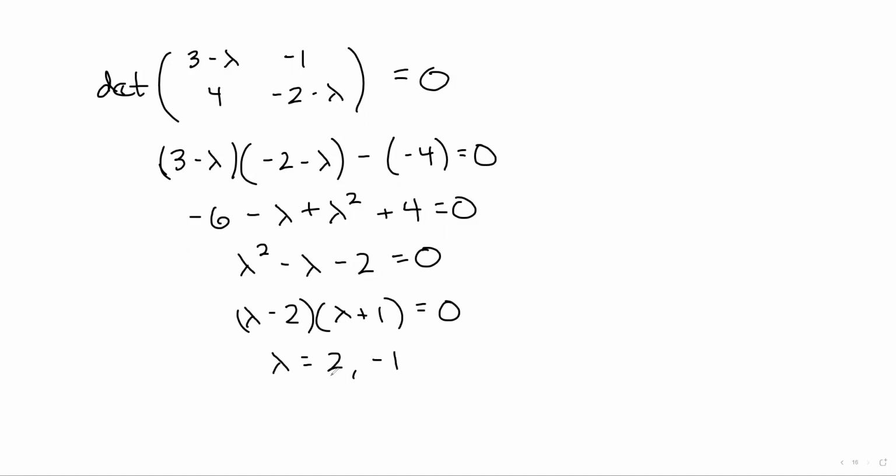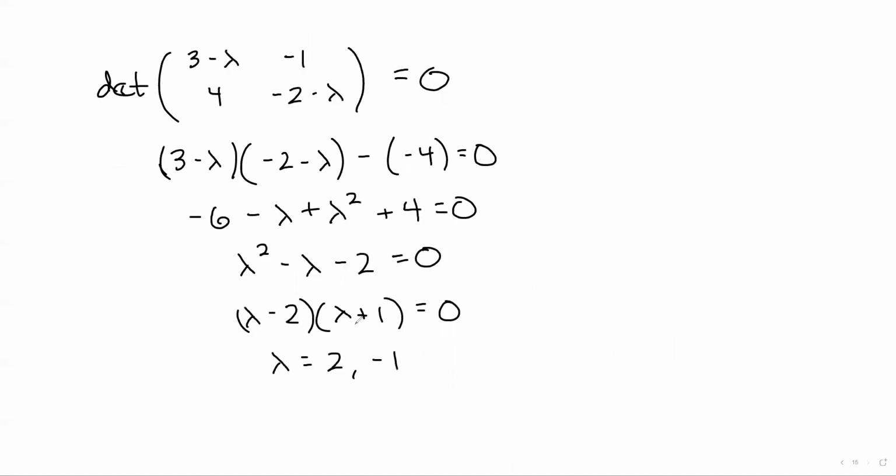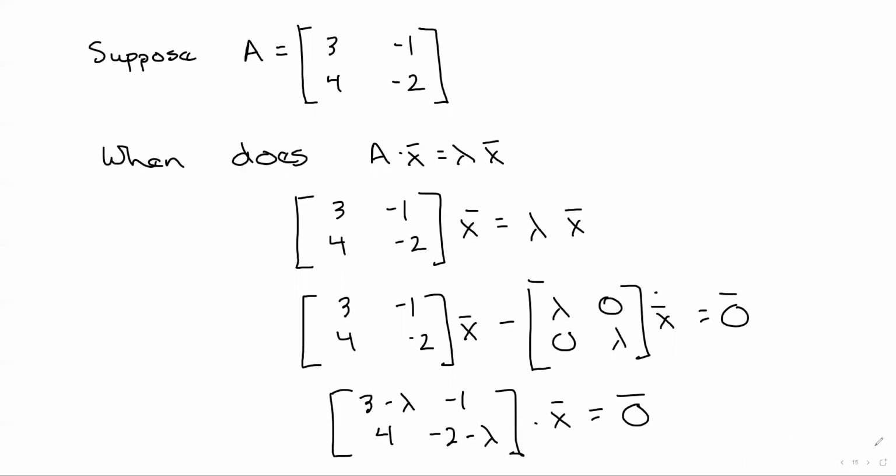So if lambda is 2 or -1, then the determinant is 0, which means that this is not invertible. So we could have solutions to this where x is not 0. All these things become possible when lambda is 2 or lambda is -1. These are called the eigenvalues. They are the things that make it possible, the possible circumstances under which we could have this situation be true.